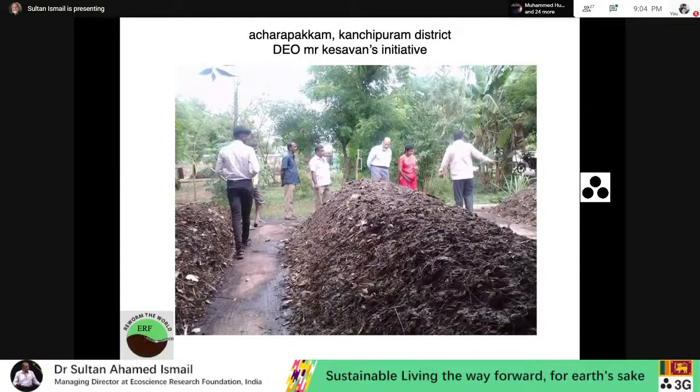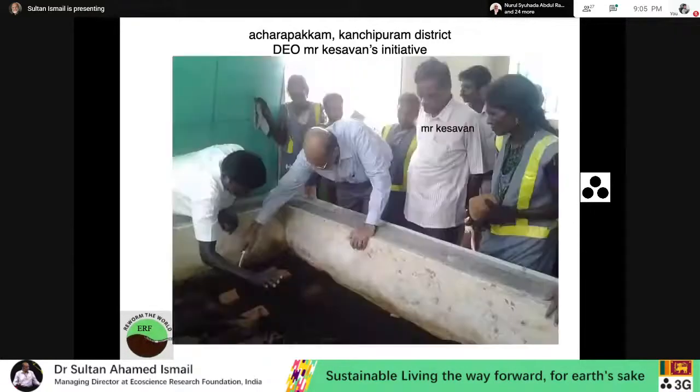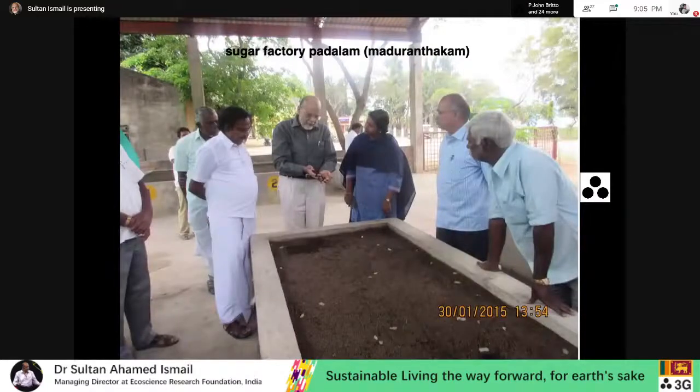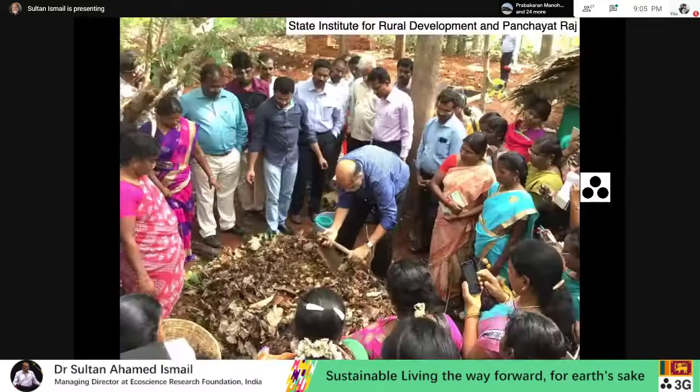He's a district education executive officer, Mr. Kesavan, who does a wonderful job. Waste management, all this you can start. Sugar industry, you can easily do it. This is for Maduranthakam sugar industry. This is our State Institute for Rural Development, which is doing a wonderful job. I have been advising them, and the Government of India's projects use these slides for their work.